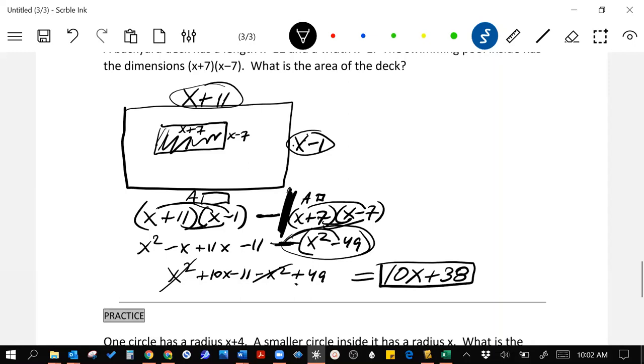Let me double check my numbers here. Okay, so I've got minus x plus 11x minus 11. X squared minus 49. Okay, that should be 10x minus 11. Okay, I think I've got those. Let's take a look and see. Positive 49. Okay.